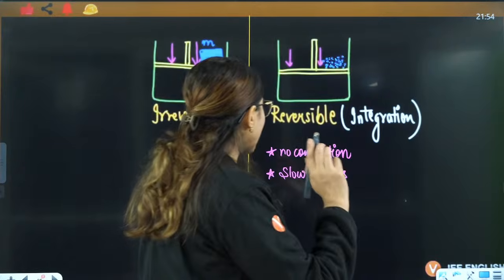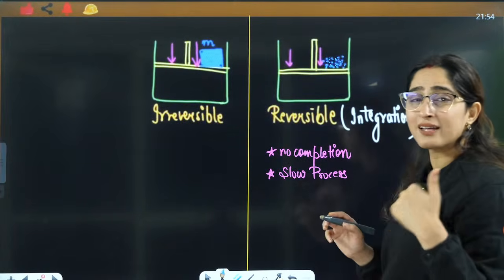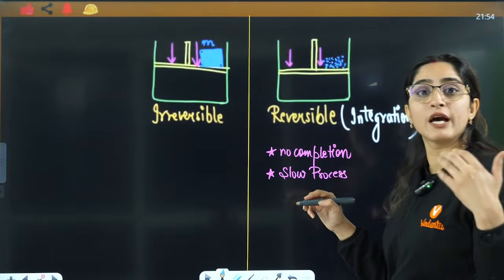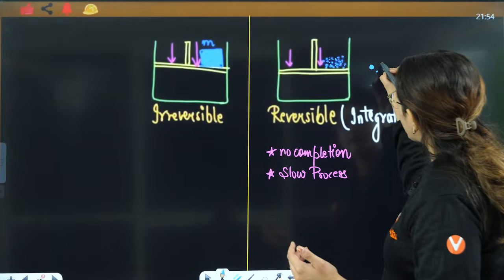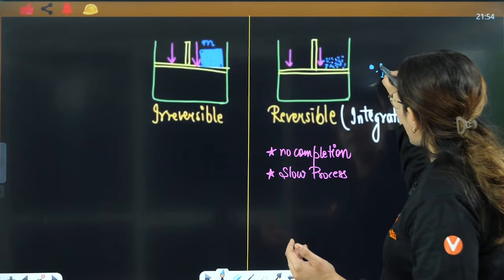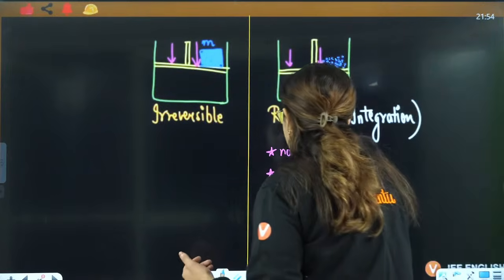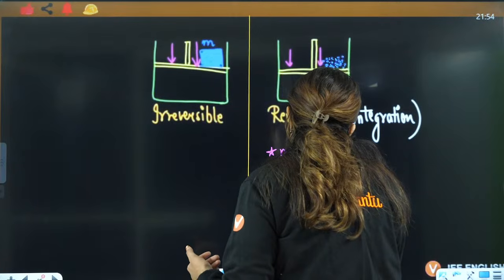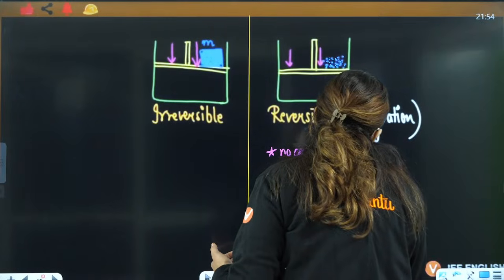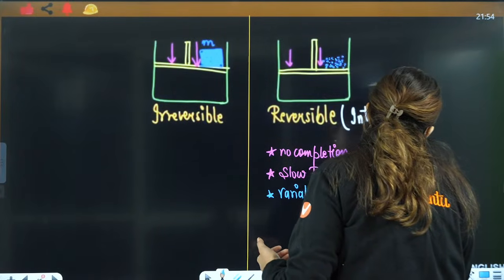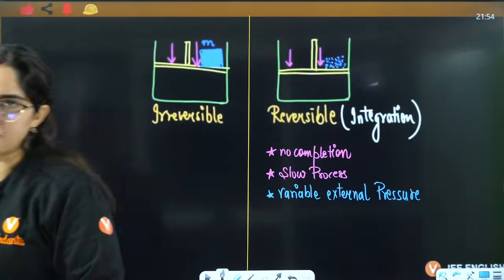Now, a very important point to highlight: because it's a very slow process, can you see the variable pressure we are using? Sometimes maybe a big soil particle, sometimes a small soil particle, sometimes three soil particles can attack here, right? So what we are doing here is using variable external pressure. So you can write variable external pressure.